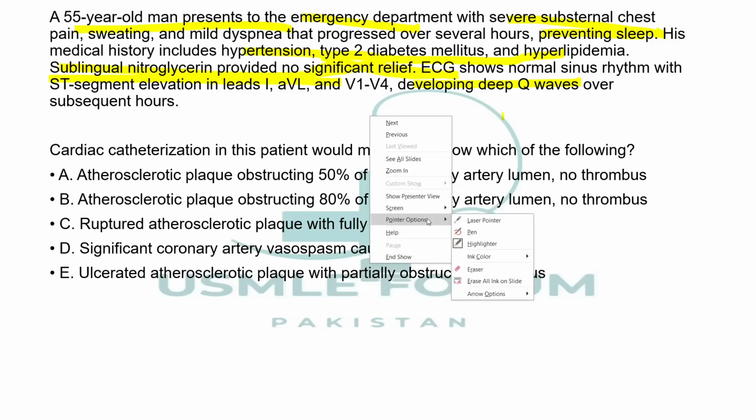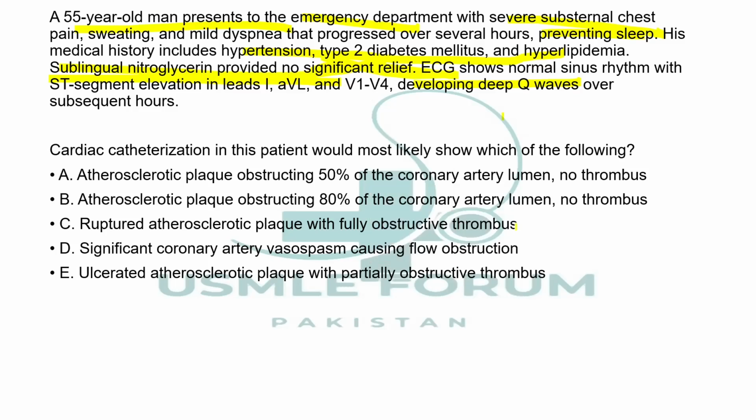Now, STEMI presents with ST elevations in the ECG and unbearable pain, which is not episodic. So this is a case of STEMI. Right off the bat, we could select the option of ruptured atherosclerotic plaque with thrombus. C is the correct answer. This is STEMI. You have to remember this presentation. This is important, right? Okay.